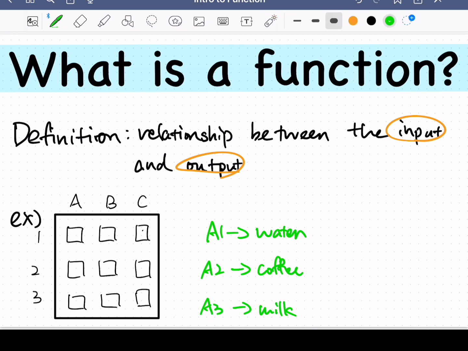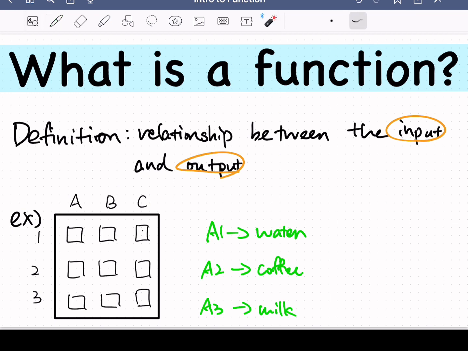The thing is, not every single vending machine works. Sometimes a vending machine might be broken, so when you push the button, it does not give you any of the products. Then this vending machine is broken, which means this is not a valid function. If there is an input, there must be an output. One more thing is there must be only one output.